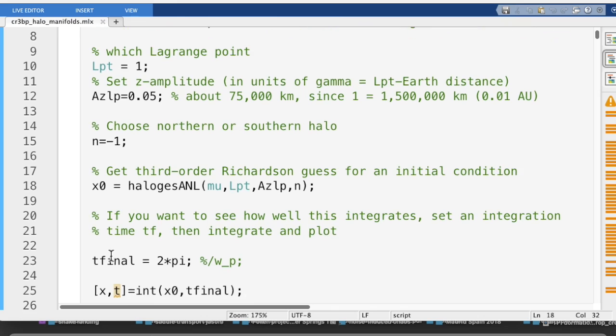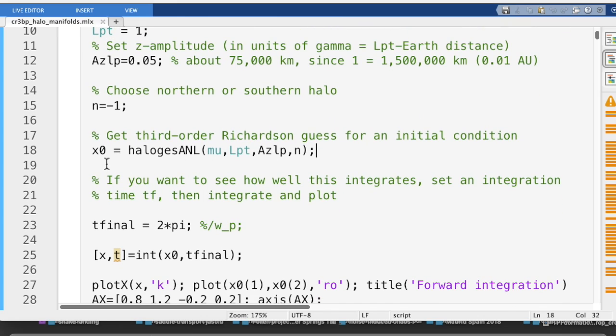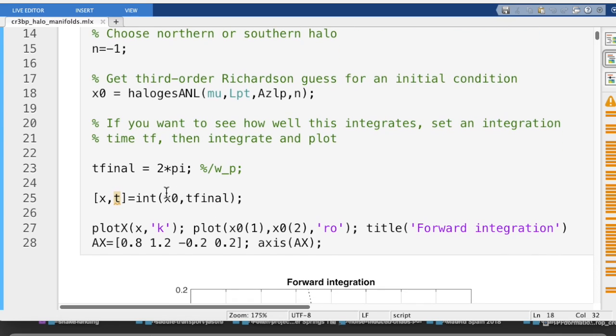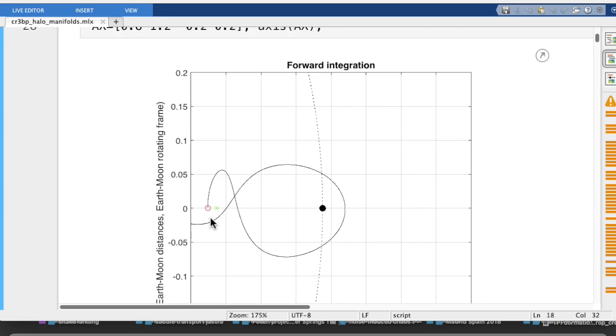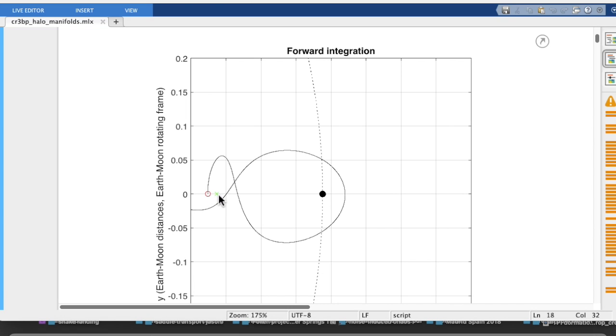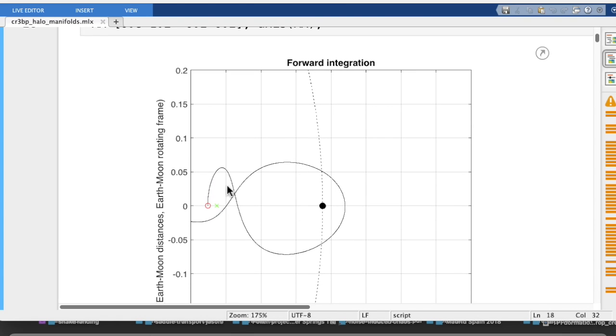If we just want to see what this initial condition does after one sidereal month, we can integrate it. I've got this thing that integrates and then plots. This is our initial condition. This is L1. It does seem to hit the XZ plane, but then it does some other stuff. I'm just showing the XY projection. So this is something that goes around the moon, and then it leaves and goes into geocentric space, the Earth realm.